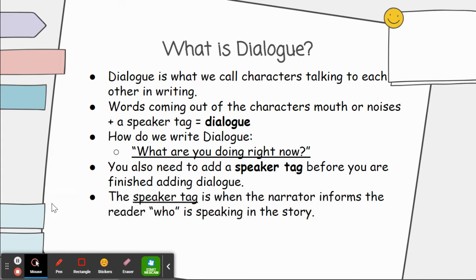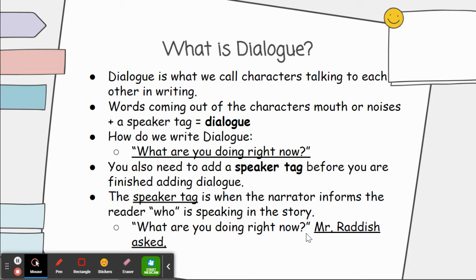Speaker tag is when the narrator informs the reader who is speaking in the story. "What are you doing right now?" Mr. Radish asked. You don't underline it, I just underline it to emphasize it. So that is how it should appear. "What are you doing right now?" Mr. Radish asked. I did not say Mr. Radish said, because I didn't say it, I asked a question. So Mr. Radish asked. See how you can switch the speaker tag there to make it fit what your dialogue is doing.